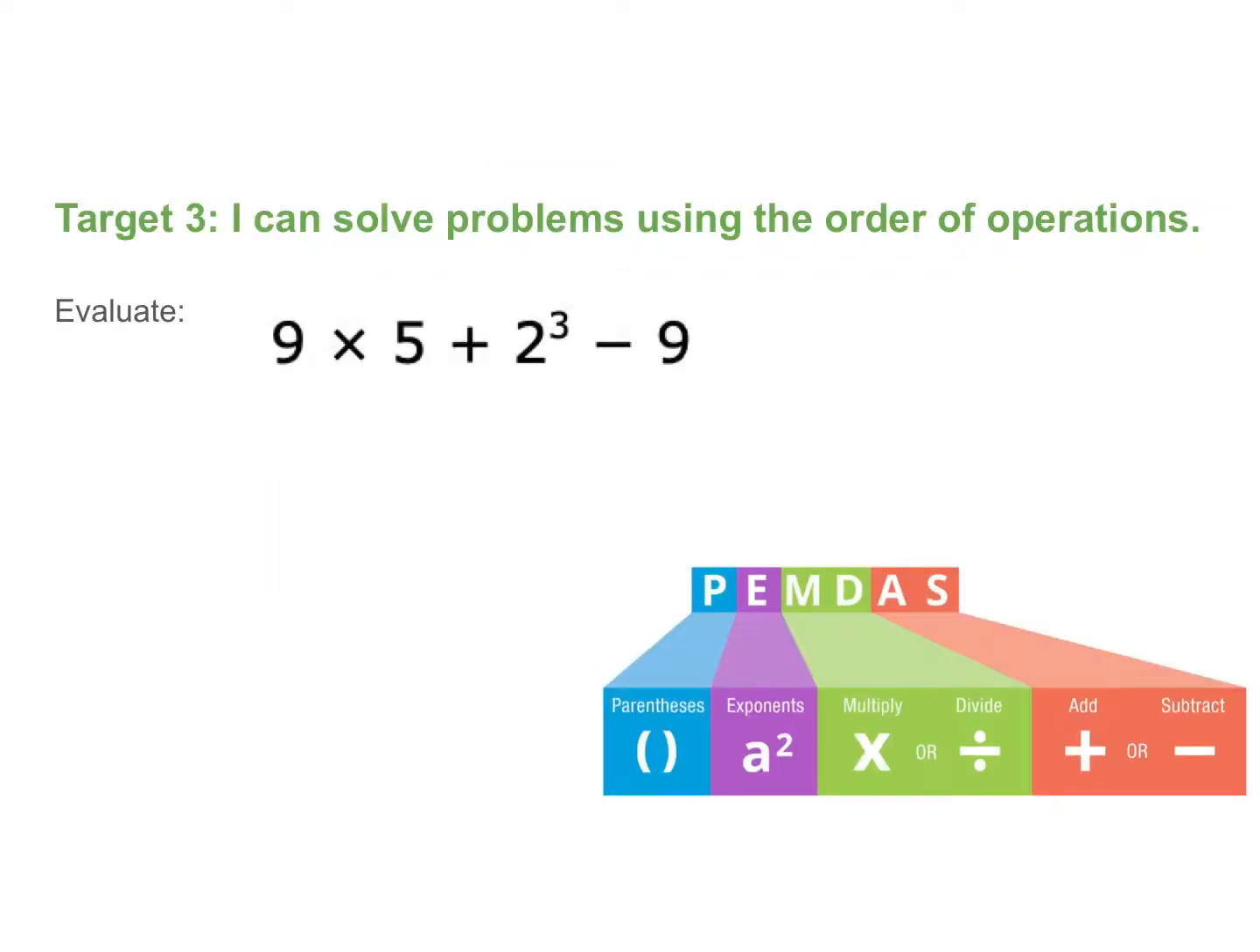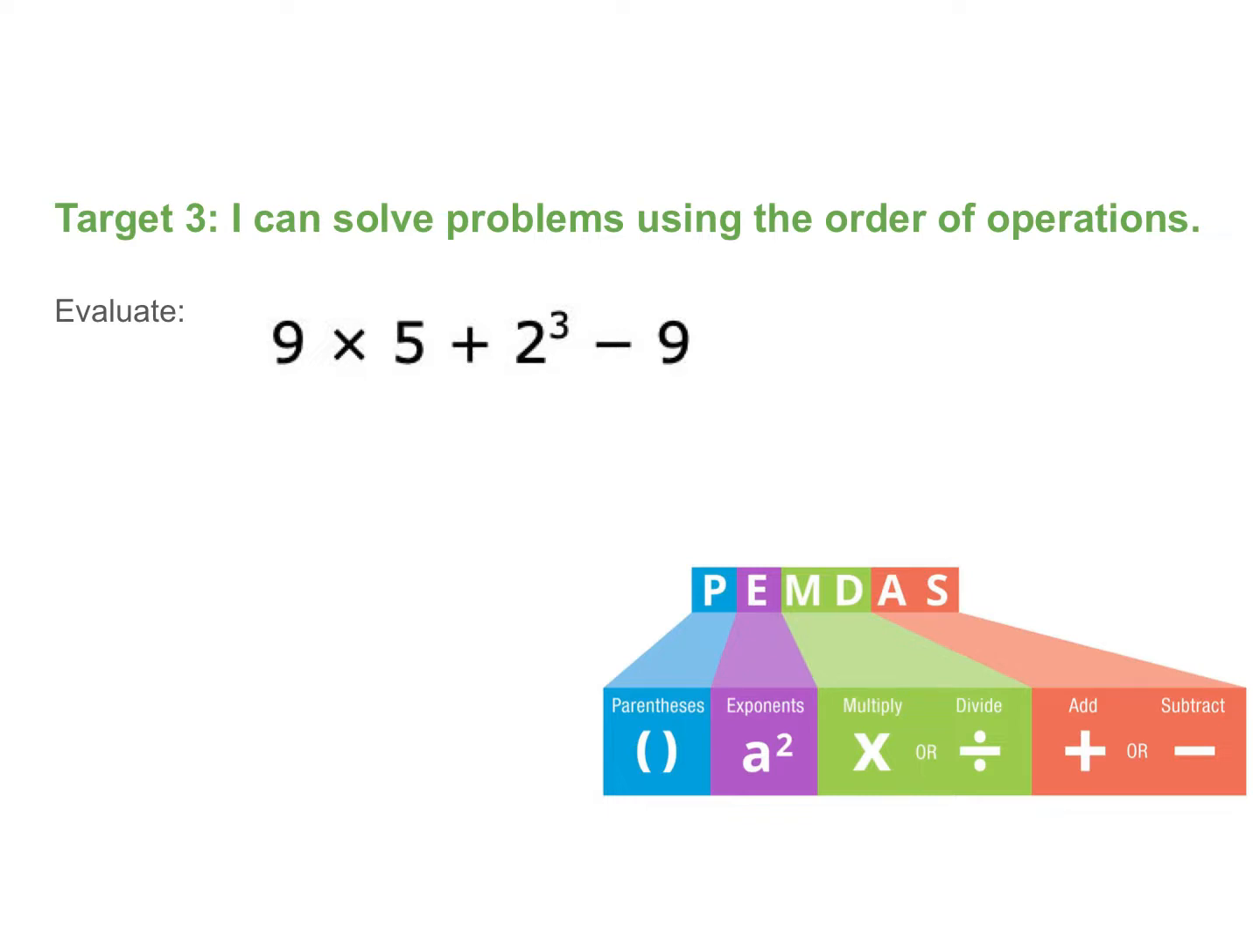All right, the third learning target. I can solve problems using the order of operations. Remember that we have to do problems in the same order as everyone else, because if we all choose our own order, we'd all end up with different answers, and we can't have that. That's not going to be very helpful.